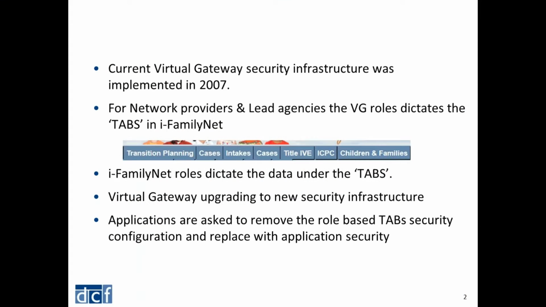The current virtual gateway security infrastructure was implemented in 2007, and since that time, network providers and lead agencies have had access to the tabs in i-FamilyNet based on the virtual gateway roles that they had. Those roles were selected through the user request form. Then the i-FamilyNet roles, the business roles that were assigned through the admin tab, is what dictated the data that was seen under the tabs. But it's the virtual gateway roles that dictates which tabs are actually seen.